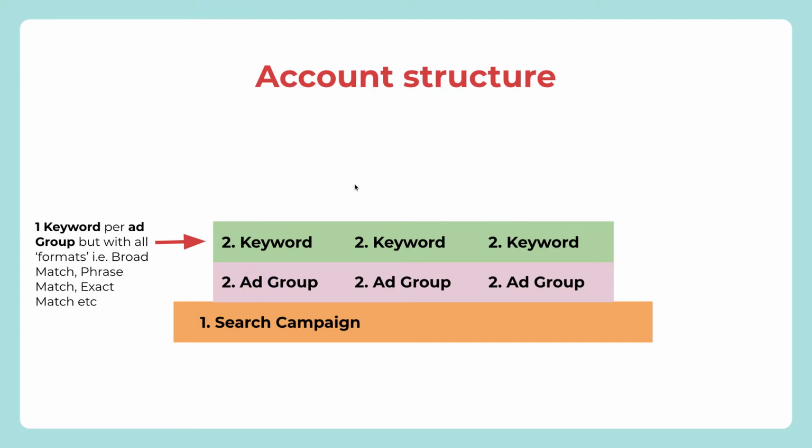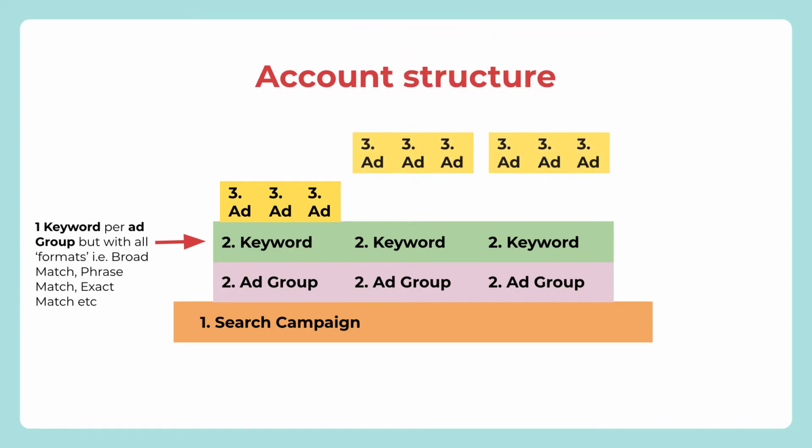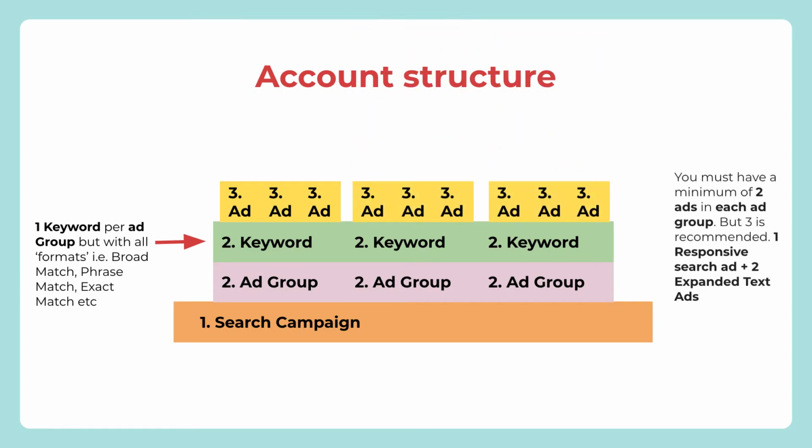Within each ad group, we're then going to create 3 ads. Google requires a minimum of 2, but 3 is actually best practice. And there should be 1 responsive search ad and 2 expanded text ads.